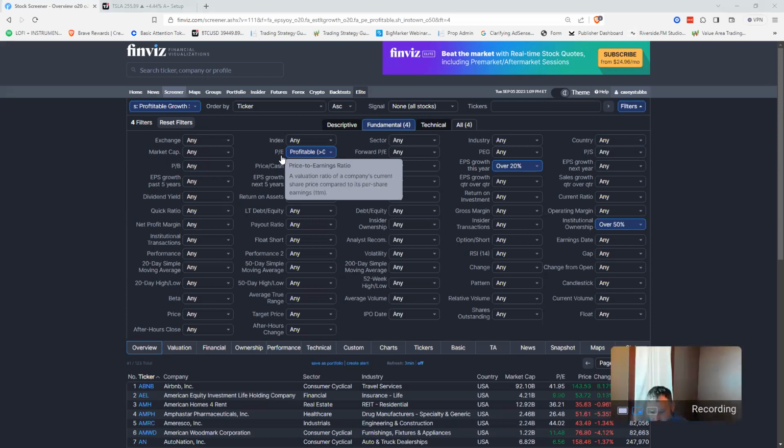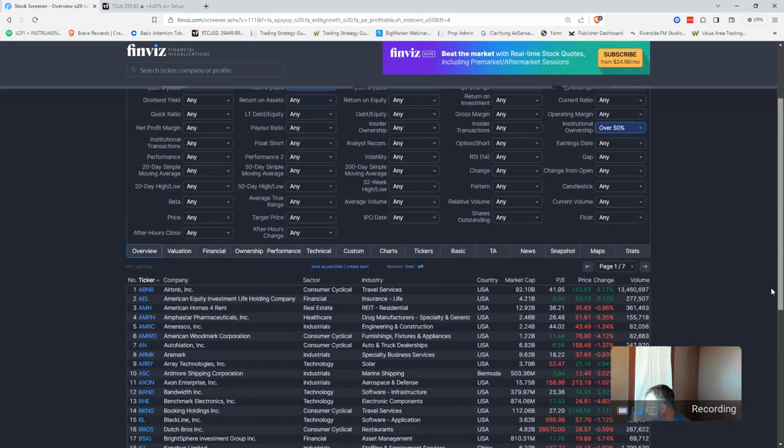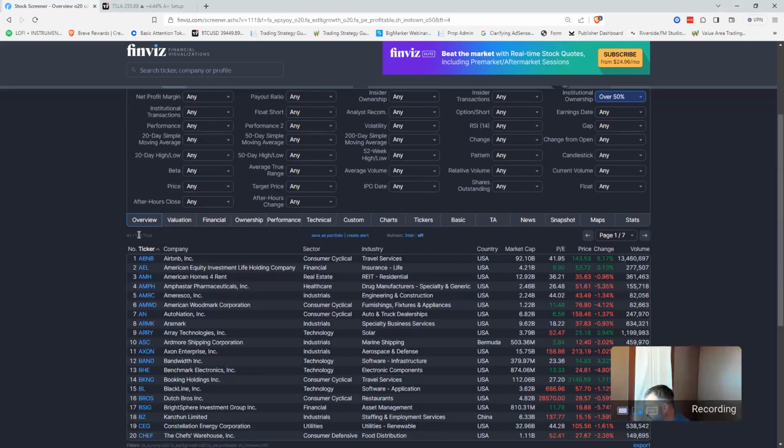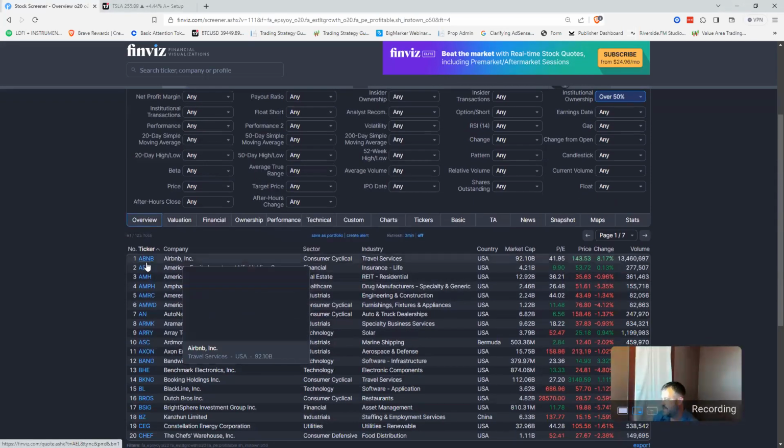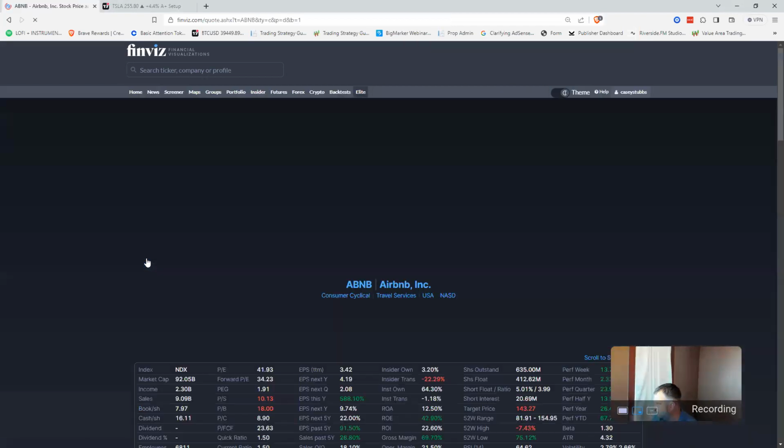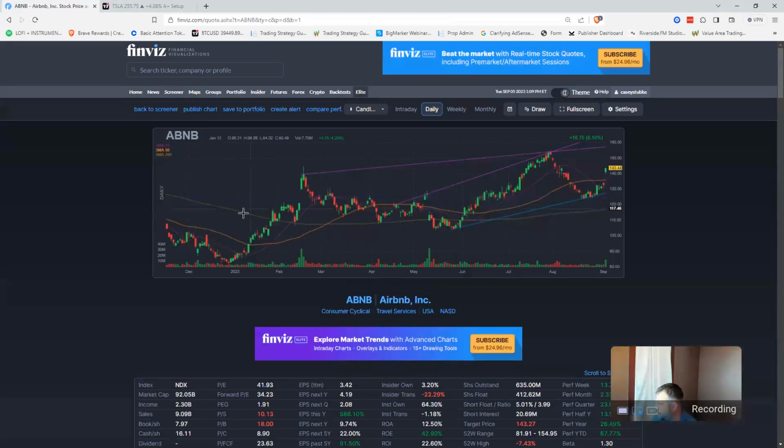I'm looking for PE ratios. I'm looking for profitable, growth stocks, and I'm looking for EPS growth, and institutional owners. So when I do that, it gives me a list right here. You can see there's 123. And if we go ahead and look at it, there's Airbnb here, right? You can see Airbnb's got a decent uptrend. Not a massive one, but you see it just moves really nice. So Airbnb would be a stock that I would look at.